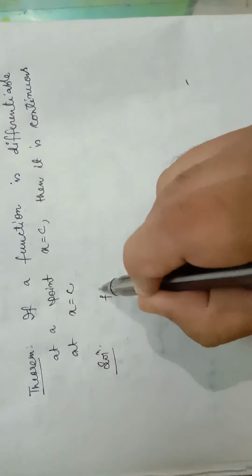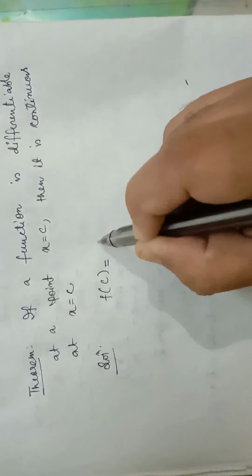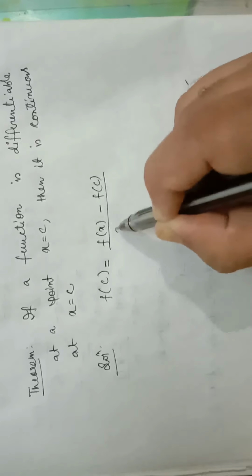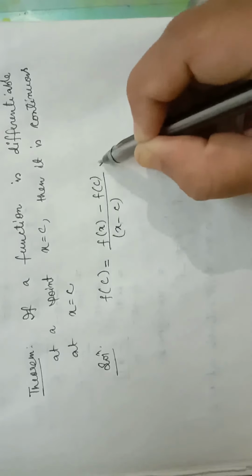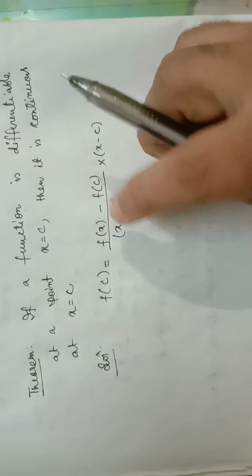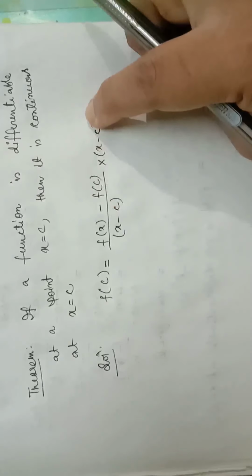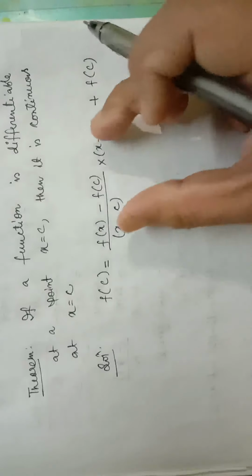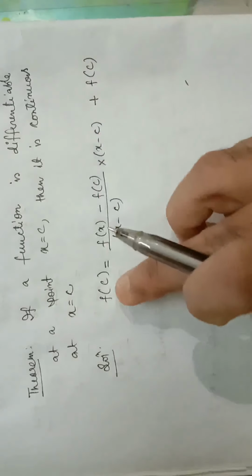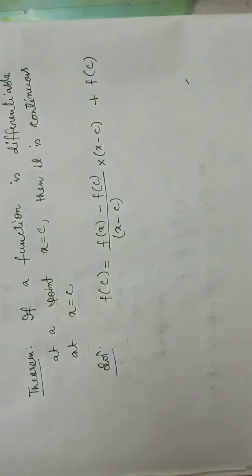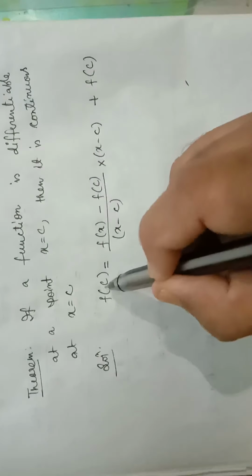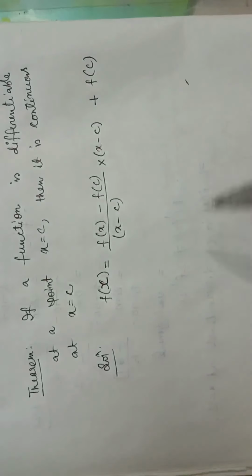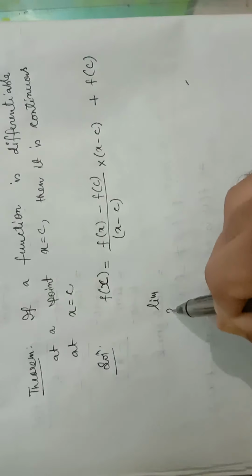I will write it in this way: f of c equal to, you can write, f of x minus f of c divided by x minus c into x minus c. You can check x minus c will get cancelled. We will be left with f x minus f of c plus f of c. These two will get cancelled. So this will be f of x, not c. This will be f of c. Okay. Now taking limit x tends to c on both the sides.